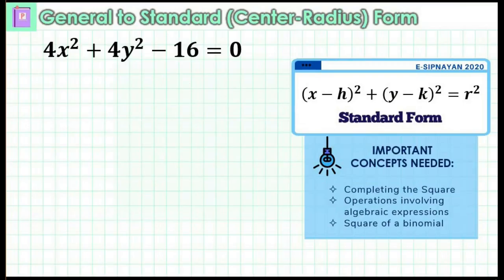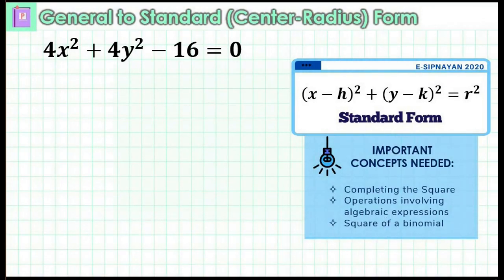So basically, for you to be able to transform general to standard form, you should be able to make this equation similar to the format of standard form. And here I listed some important concepts needed for you to efficiently do that. First, you should be familiar on how to perform completing the square. Next, you should be able to know how to operate algebraic expressions, particularly the fundamental operations addition, subtraction, multiplication, and division. And lastly, one handy concept that is very useful in doing the transformation is square of a binomial. Let's now proceed to the first example.